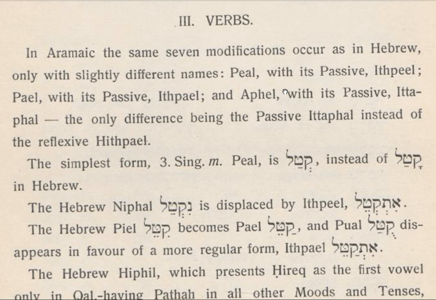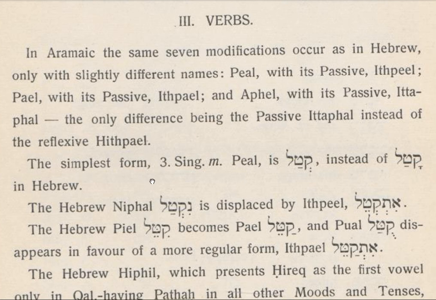Pe'al, with its passive, it pe'el. Pa'el, with its passive, it pa'el. And afel, with its passive, it afal. The only difference being the passive, itafal, instead of the reflexive, hitpa'el, which exists in Hebrew.